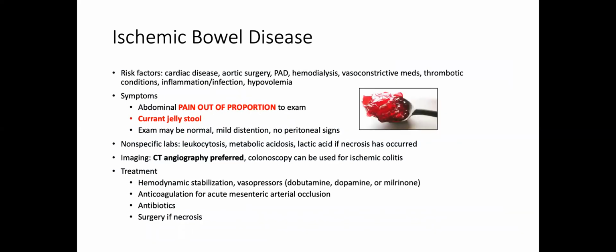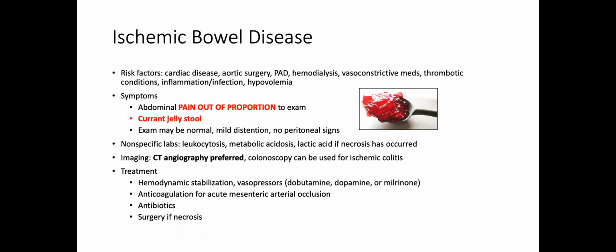Okay, so risk factors are going to be cardiac disease, so think about heart problems, anything involving our arterial circulation. PAD, hemodialysis, vasoconstrictive meds, thrombotic conditions, inflammation, infection, hypovolemia. The patient is going to have pain out of proportion to the exam. At the very, very last stage, they may have currant jelly stools. That's something that you would probably see in your exam. So think pain out of proportion, currant jelly stools, ischemic bowel. They can have mild distension and no peritoneal signs.